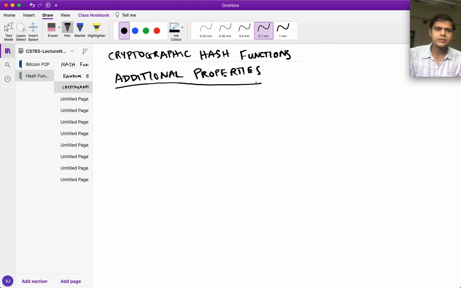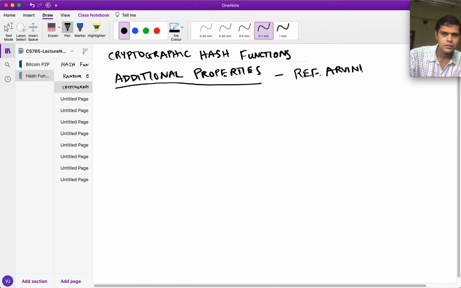And for this particular discussion, I am going to refer you to the textbook by Arvind Narayanan. I'll upload a version of this textbook, the free version, to Moodle so that everybody has access to it. The terms that I use will be very similar to what he uses in his textbook. So first of all, what we want from the hash function is collision resistance.